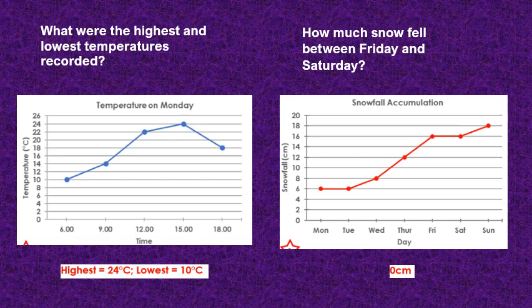So moving on, how much snow fell between Friday and Saturday? And if we go on the graph to Friday and Saturday, the line is straight. It's not increasing or decreasing. It's not going upwards or downwards. It's stayed the same. So that means there was no snowfall between Friday and Saturday.